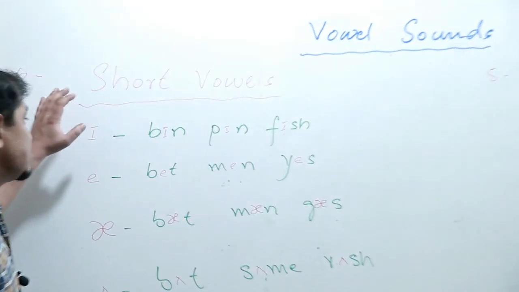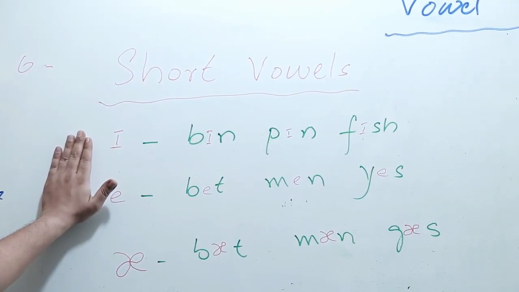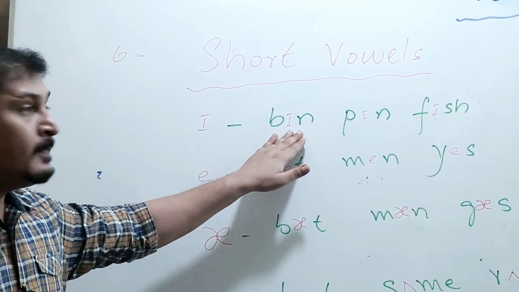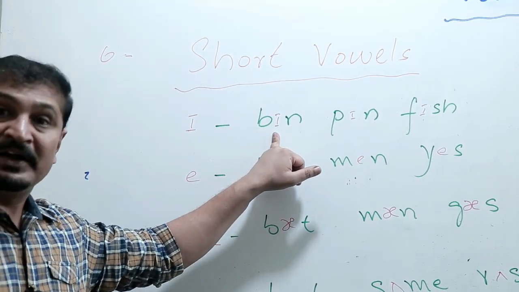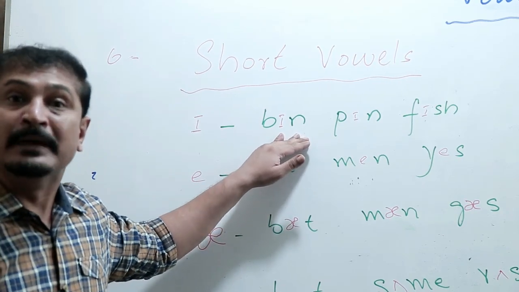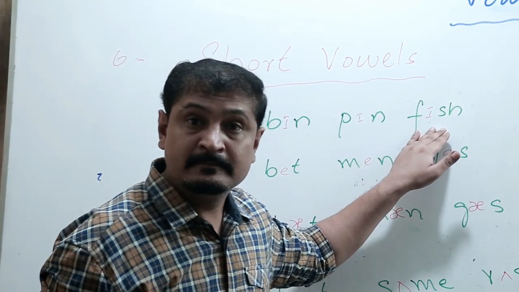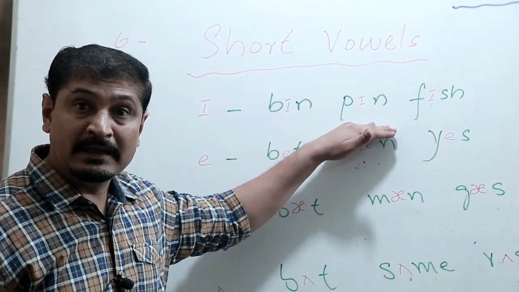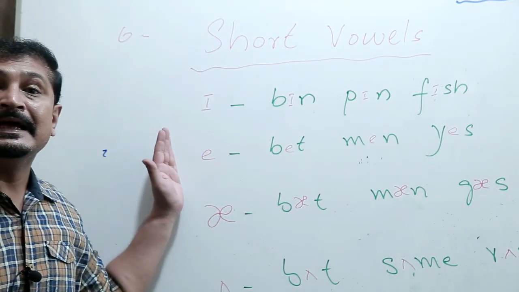The first vowel sound is I. The words like bin, pin, fish. I have not transcribed them, I have just highlighted the particular symbol of the vowel. The first one is I, in the words like bin, pin, fish.